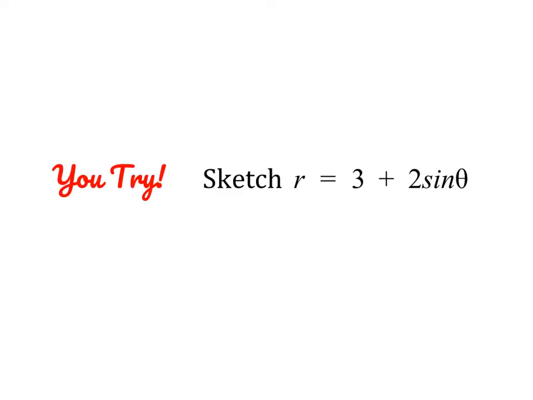All right, why don't you go ahead and pause the video and give this problem a try. Please note that this time we have a sine equation, so it means that it's going to be reflected over the line theta equals pi over 2. So when you're plugging in points, make sure to only use angles in quadrant 1 or 4.